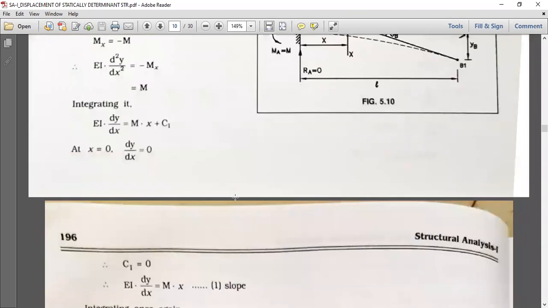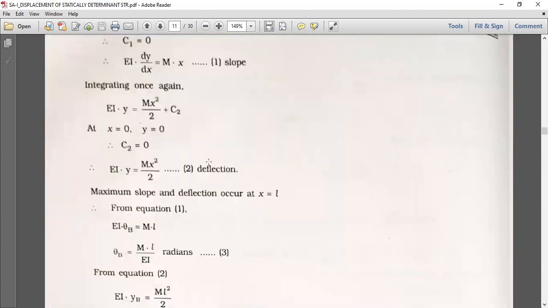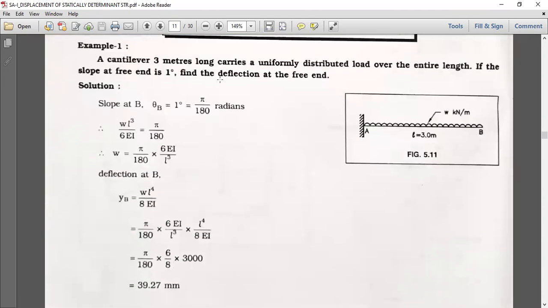In the next chapter, we are going to discuss a cantilever beam with moment at the free end, and then after that we are going to start our examples.